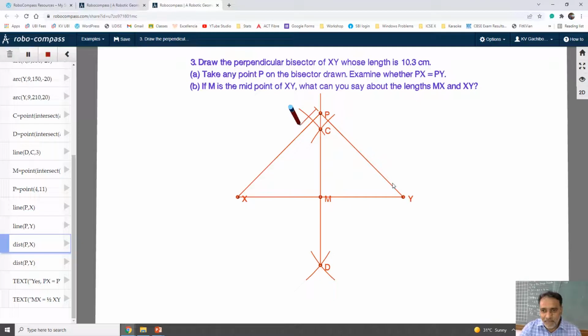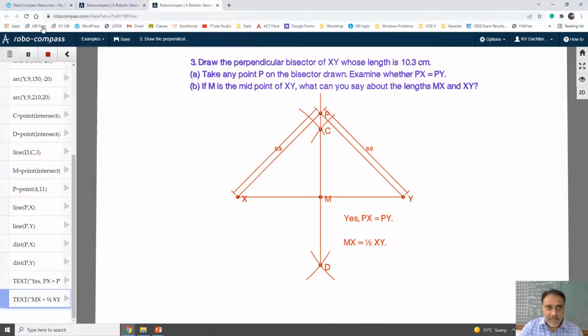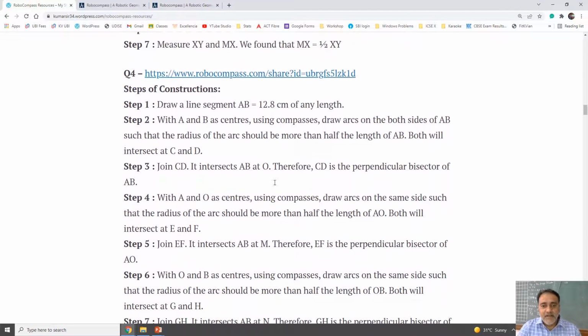Okay, तो ये यहाँ पर 9.9 आ रहा है और ये भी measure कर रहे हैं तो 9.9 आ रहा है. That means PX is equal to PY, right? And what we can say is that MX is equal to half of XY. So this is question number 3. Now we are moving toward question number 4.